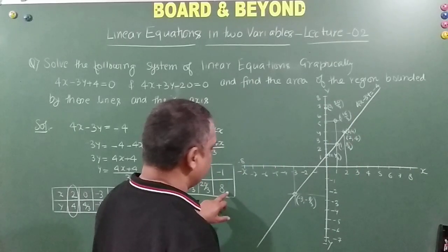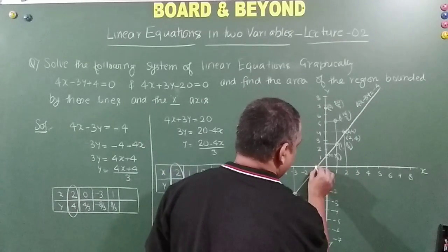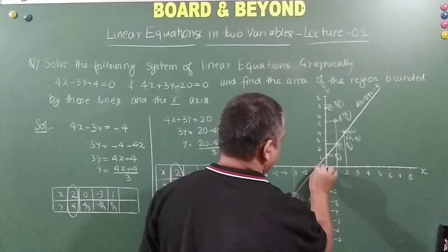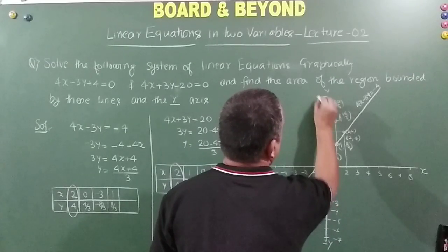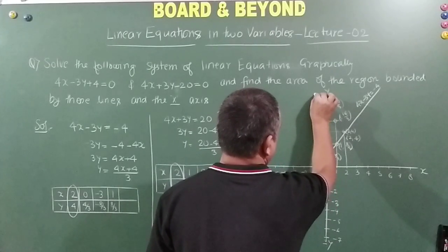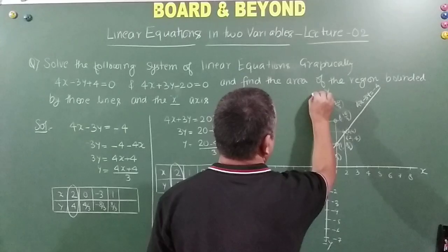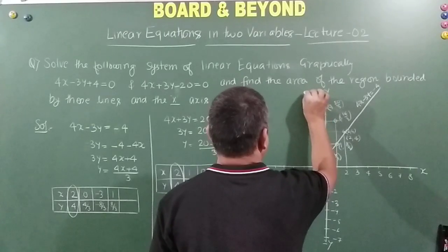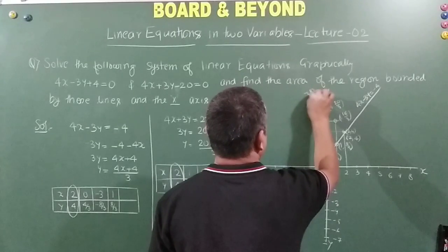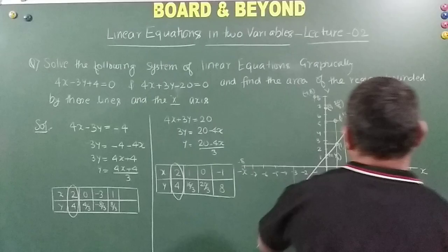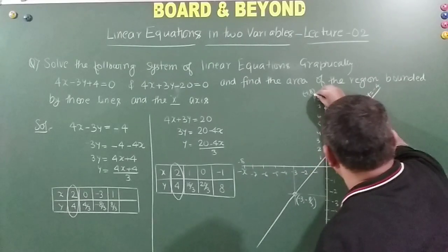X is equal to minus 1, y is equal to 8. 8 is again further up. So this point, x is equal to minus 1 and y is equal to 8. Now I try to basically join these points.